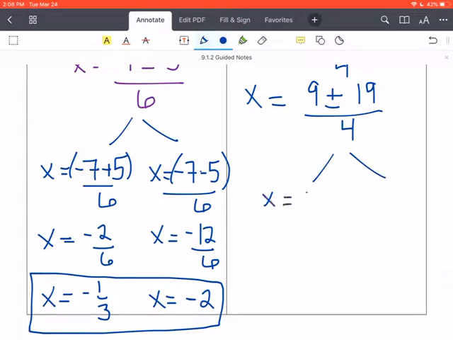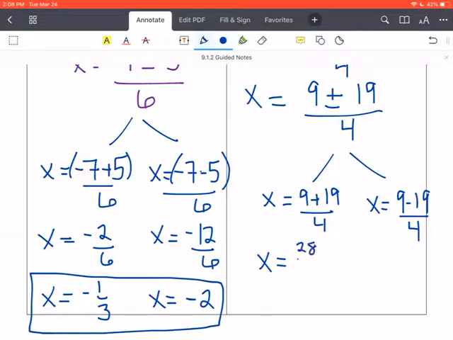We have x equals 9 plus 19 divided by 4, and we have x equals 9 minus 19 divided by 4. So now I can go ahead and do 9 plus 19, which is 28 over 4. And then I have 9 minus 19, which is -10 over 4. And then using my calculator, 28 over 4 is 7.